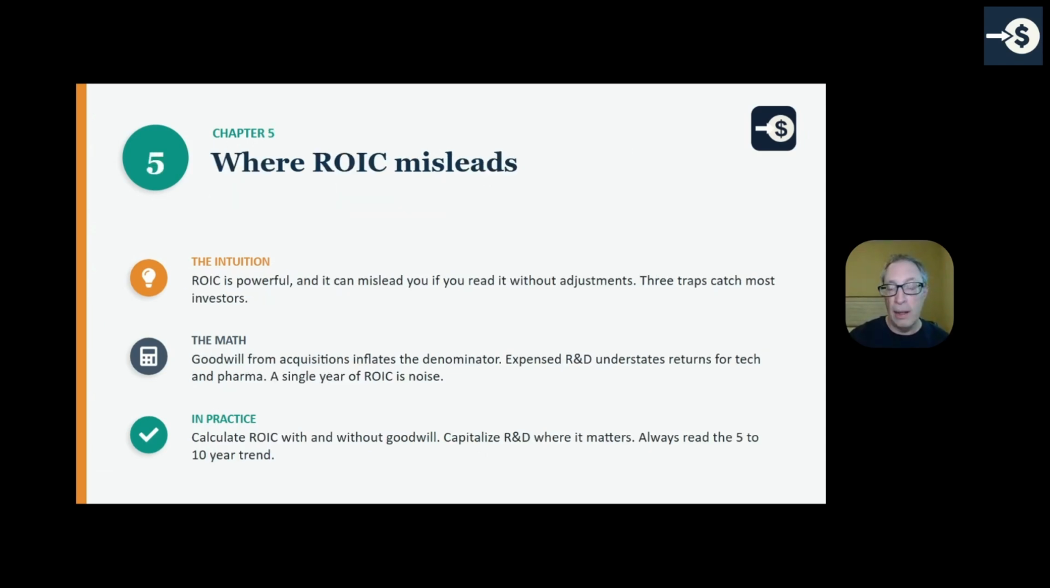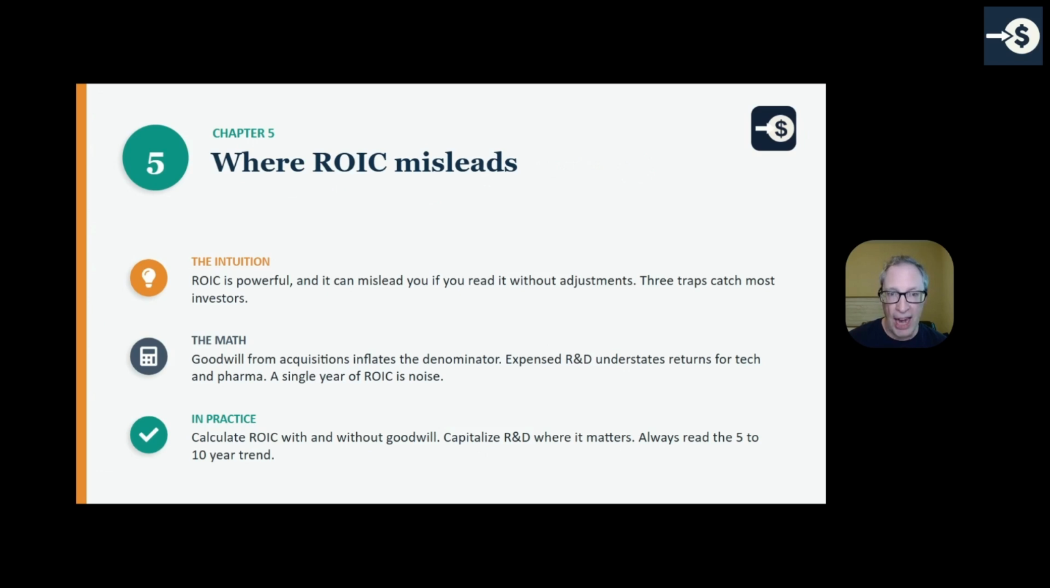All right. As I mentioned earlier, ROIC can mislead, and here's where it can mislead. ROIC is unquestionably powerful, but it can mislead us at face value. There are three traps that most investors miss when they first start using it. Number one is goodwill from acquisitions. It can inflate invested capital and pull ROIC down.